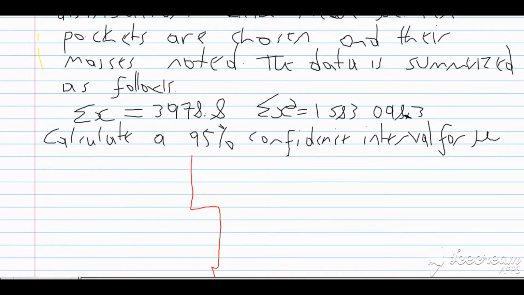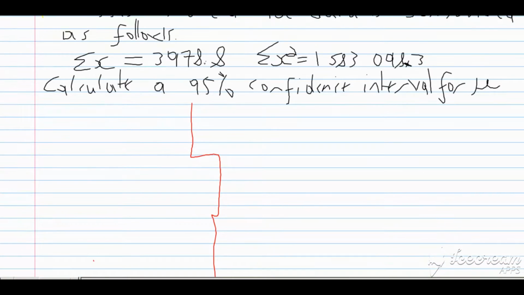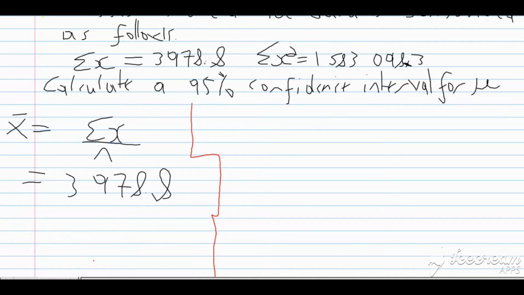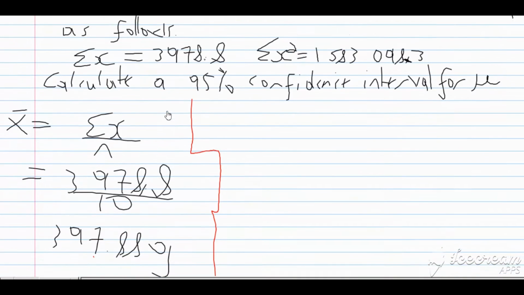The data has been summarized for me. We're told that the sum of x, which means when I add up all the 10 packets of biscuits, I get 3,978.8 grams. And so important to note the unit here, which is grams. So let me start by finding the sample mean, which is x bar. Now x bar is equal to the sum of x over n. The sum of x has been done for us already. So it's 3,978.8 over 10. All right, and this breaks down to 397.88 grams. All right, we have that.